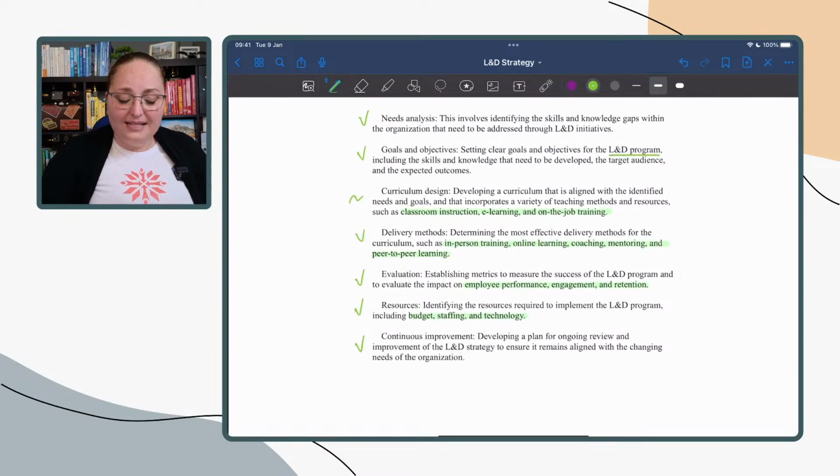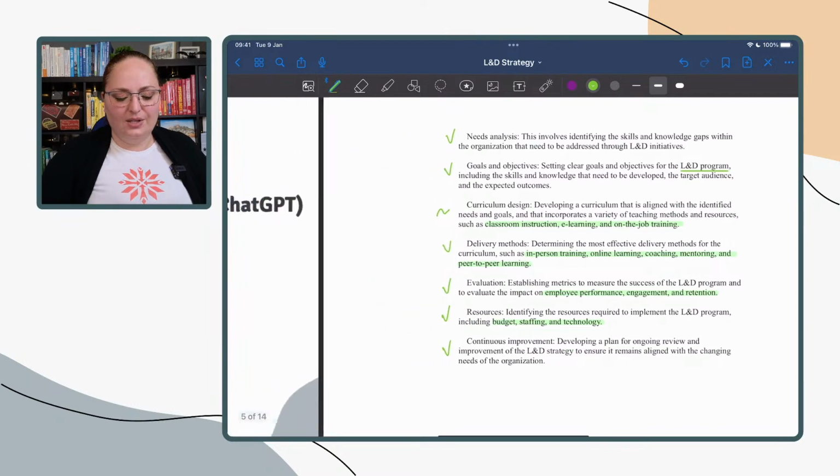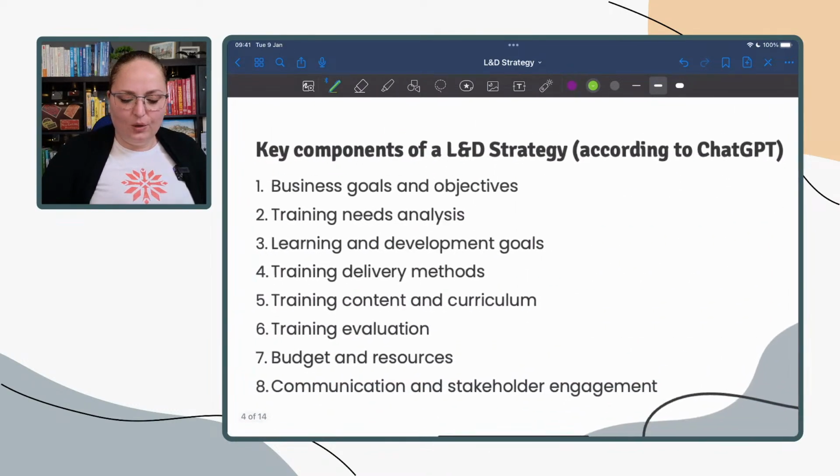I have to tell you, so it gave us 1, 2, 3, 4, 5, 6, 7 things. Only one of those I was kind of iffy on. But overall, I am very impressed. Now, I'm going to be honest with you. I did try this earlier and it gave me slightly different results. So this is what ChatGPT told me earlier.